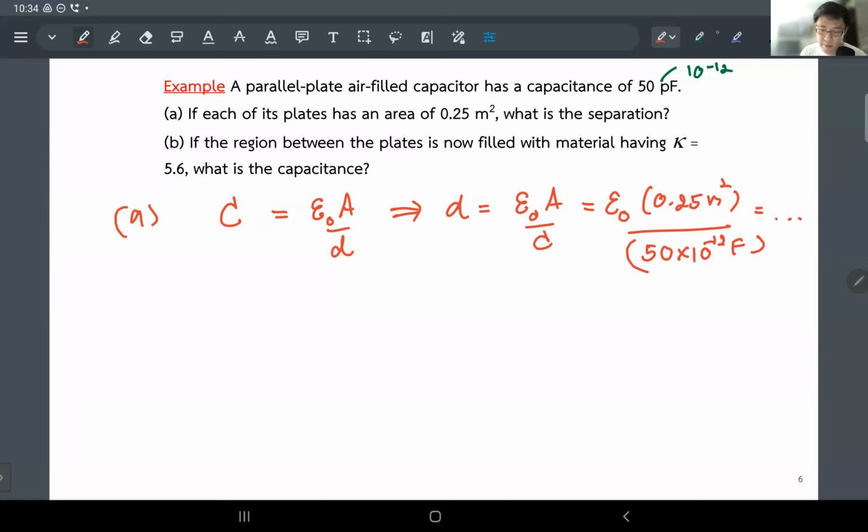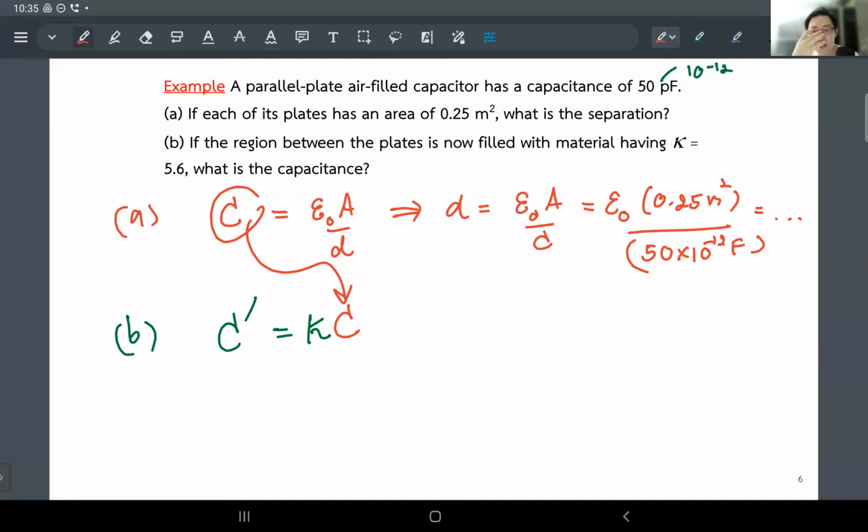Now, just to confirm, look at part B. If the region between the plates is now filled with material having the dielectric constant kappa of 5.6, what is the capacitance? So let me call this C prime. The new value is going to be kappa times C. And that's it. You're done. Is that too simple?